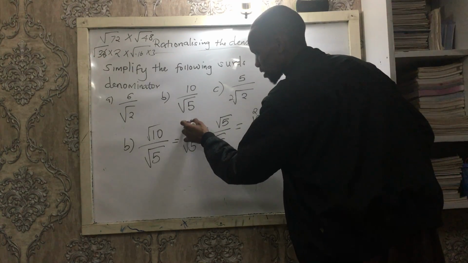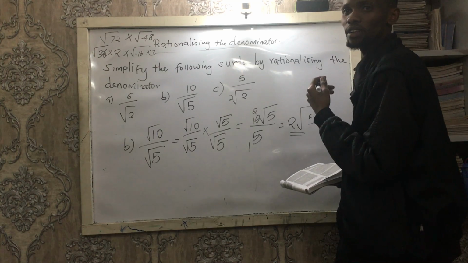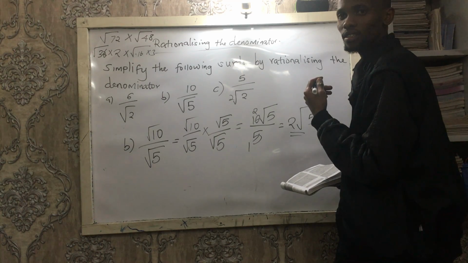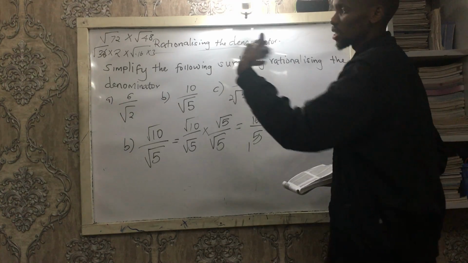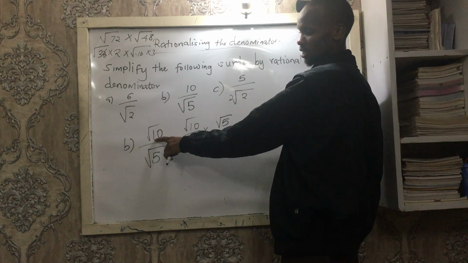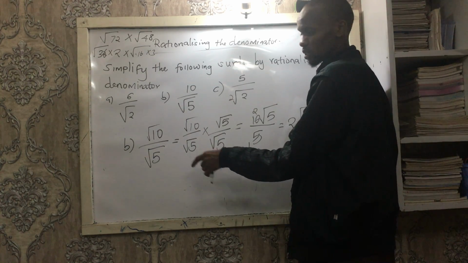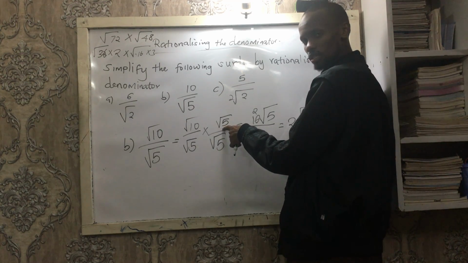I'm having the answer here as 2 root 5 on the denominator, and then something root on the top, using the concept of the multiplication of the two roots. Now look at mine. I just did root 10. So I'll say root 10 multiplied by root 5.